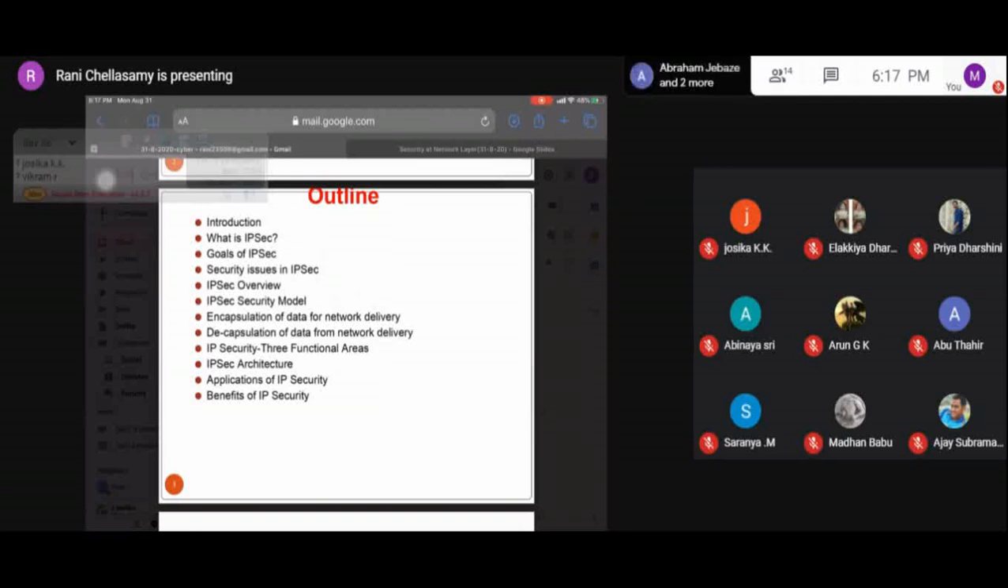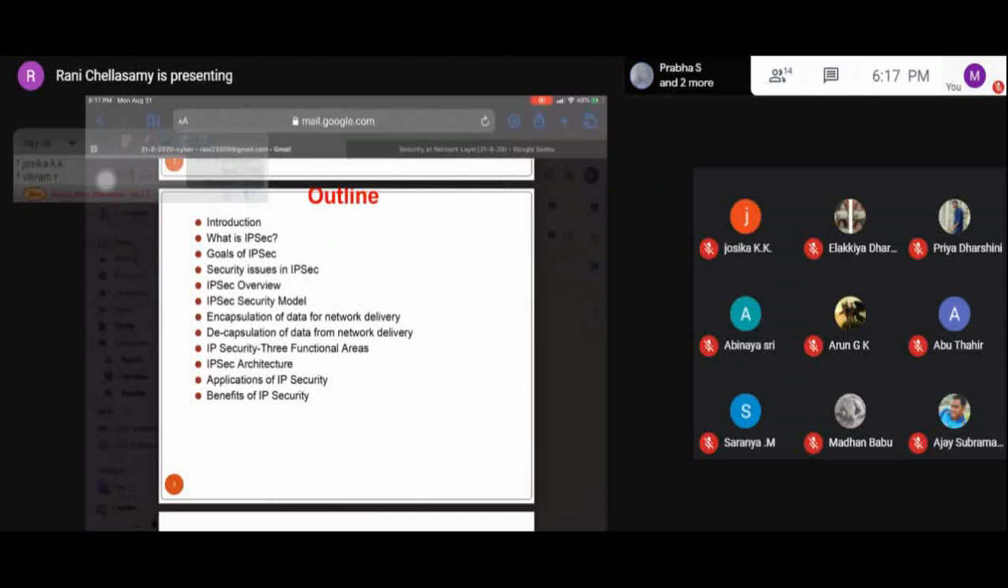and the security issues in the internet. How far we can overcome these issues with the help of Internet Protocol Security. We will see the overview of the IP security protocol, and the security model of IP security, and how the encapsulation of data is provided for delivery in the network and how the decapsulation of data is provided in the network.